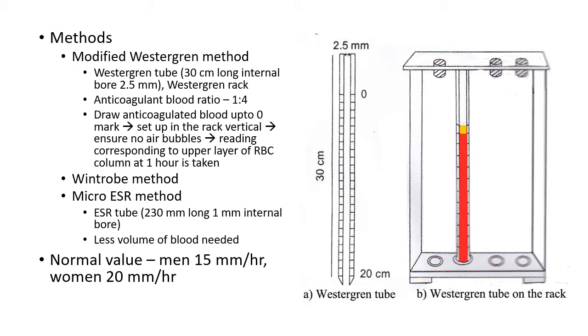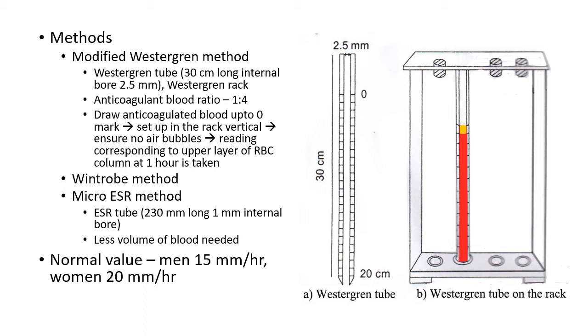The commonly used one is the modified Westergren method. Here, a Westergren tube and a Westergren rack is used. Westergren tube is a straight pipette 30 cm long with an internal diameter of 2.5 mm. It is calibrated in millimeters from 0 to 200 and it can hold about 2 milliliters of blood. The function of the Westergren rack is to hold this pipette vertical.